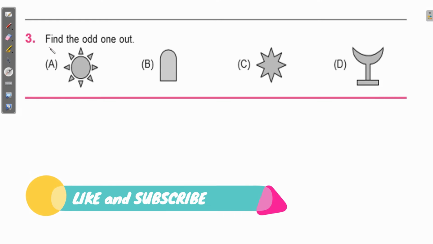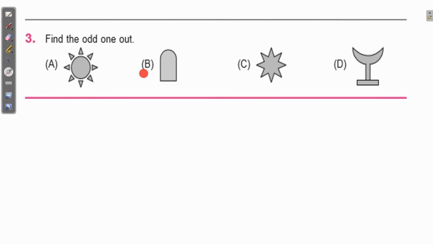Let's look at this question which says find the odd one out. Is it option A, B, C, D? There are these shapes given and you draw a logic and find the odd one out. Your time starts now.